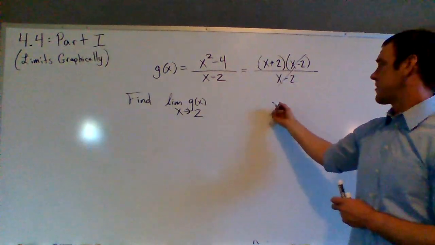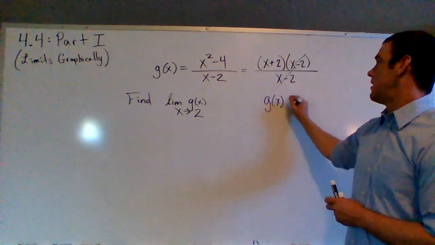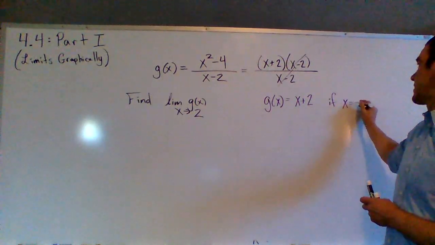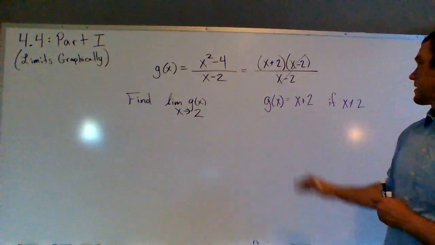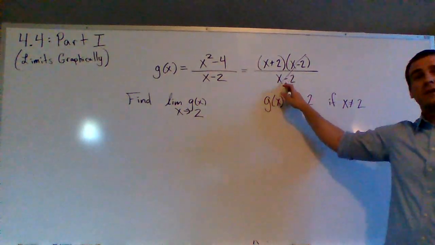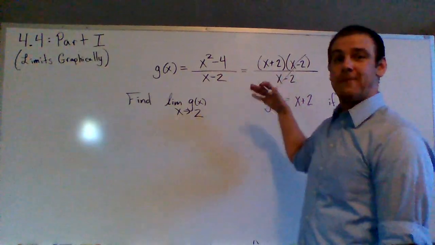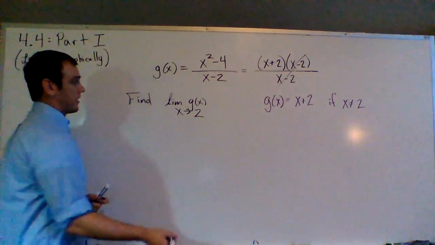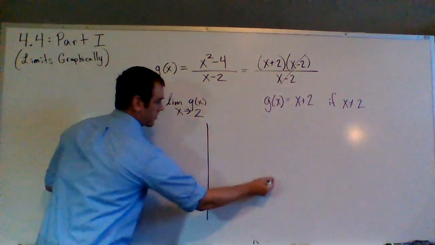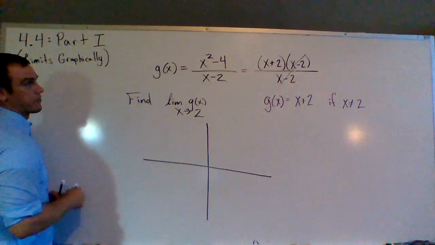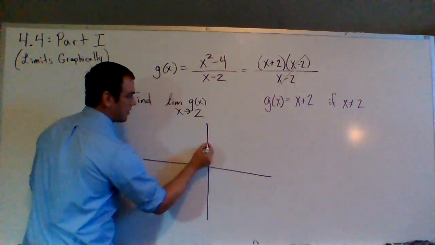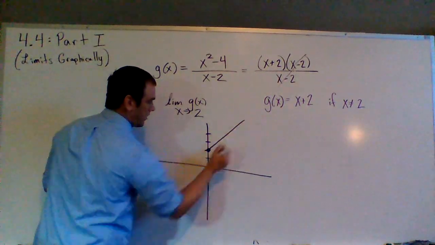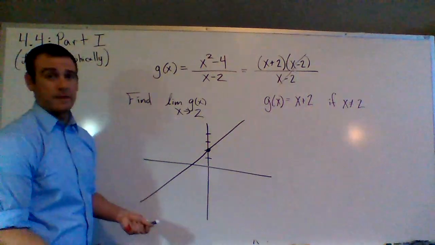Okay, so my graph is going to look like g of x equals x plus 2 if x does not equal 2. Okay, because what's happening at x equals 2 is going to be a point discontinuity. Remember, if your factors cancel, it's a point discontinuity. Alright, so let's go ahead and graph this guy. So it's really going to look like x plus 2. Okay, so my y-intercept's at 2. I go up 1 over 1. My graph should look something like that.